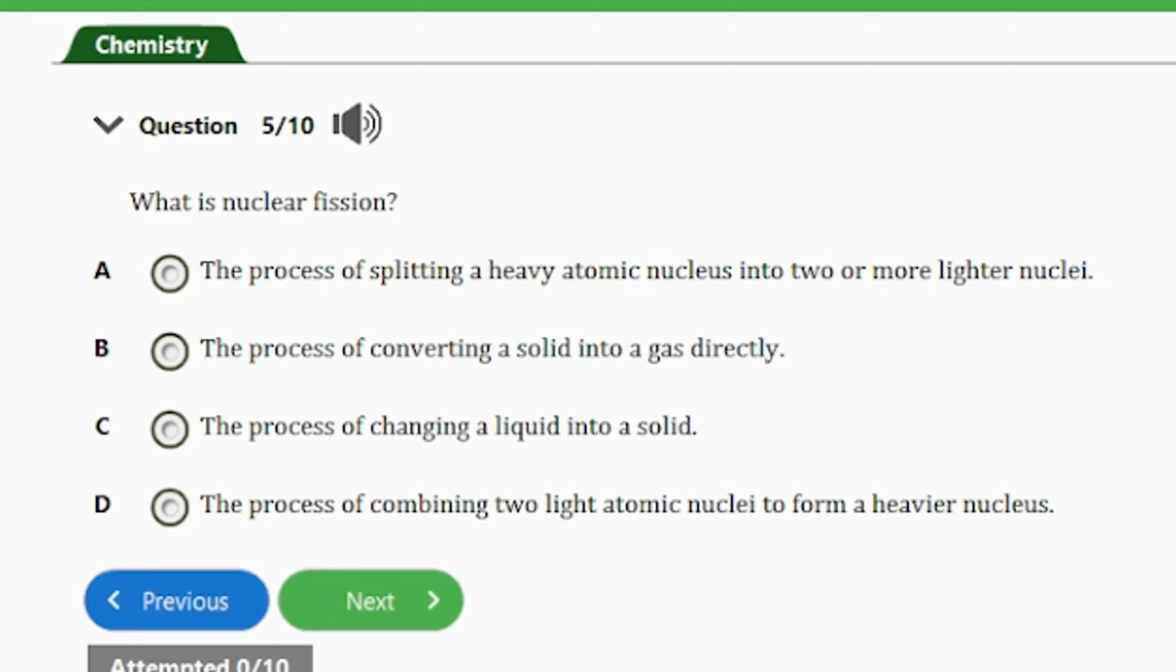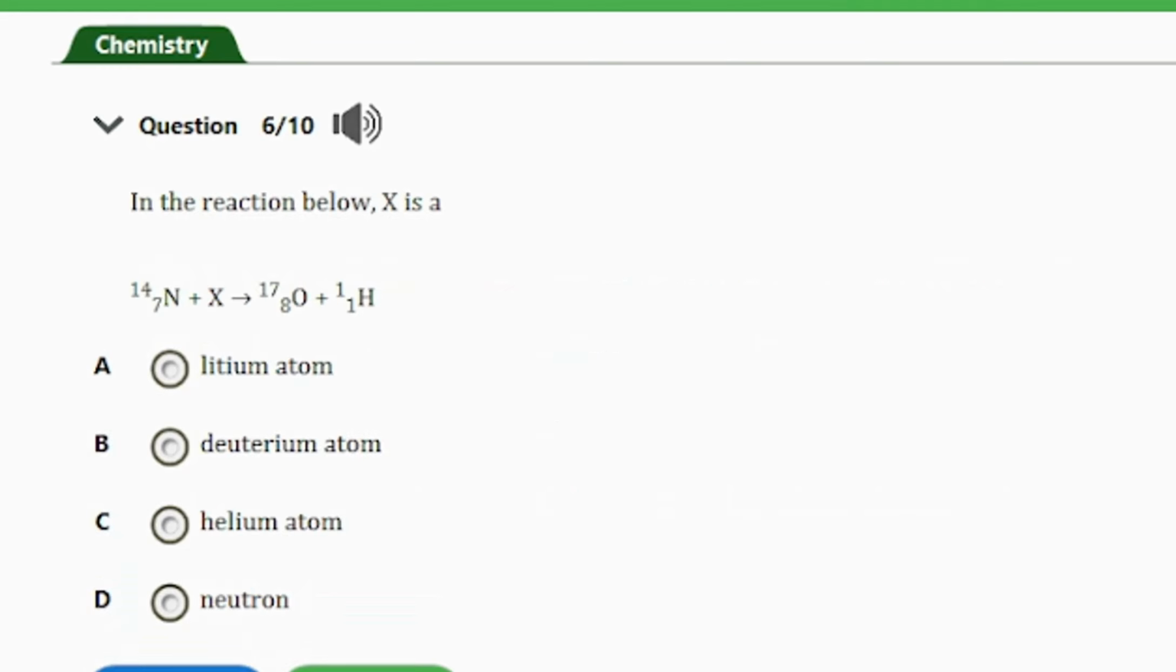C, the process of changing a liquid into a solid. D, the process of combining 2 light atomic nuclei to form a heavier nucleus. So guys, the correct answer to this question is option A here, and that's the process of splitting a heavy atomic nucleus into 2 or more light nuclei.